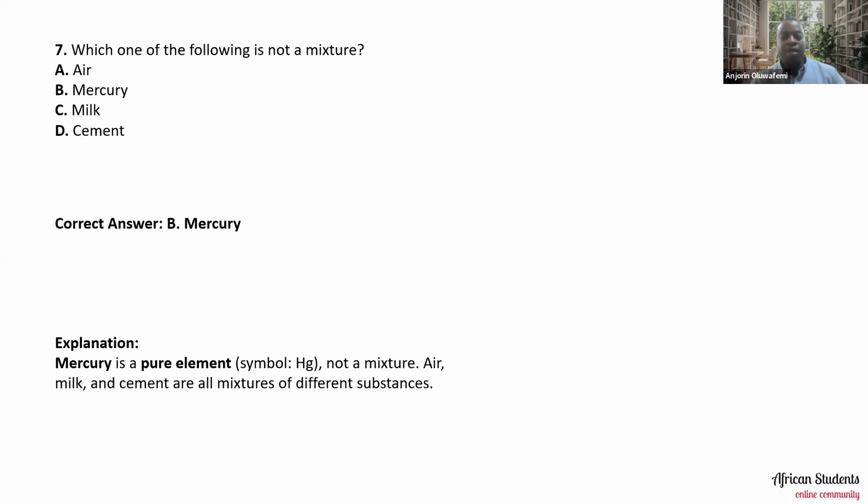Okay? Which of the following is not a mixture? A, is it air? B, mercury? C, milk? D, cement? The answer is mercury. It is not a mixture. Mercury is a pure element with symbol Hg, not a mixture. Air, milk, cement are all mixtures of different substances.